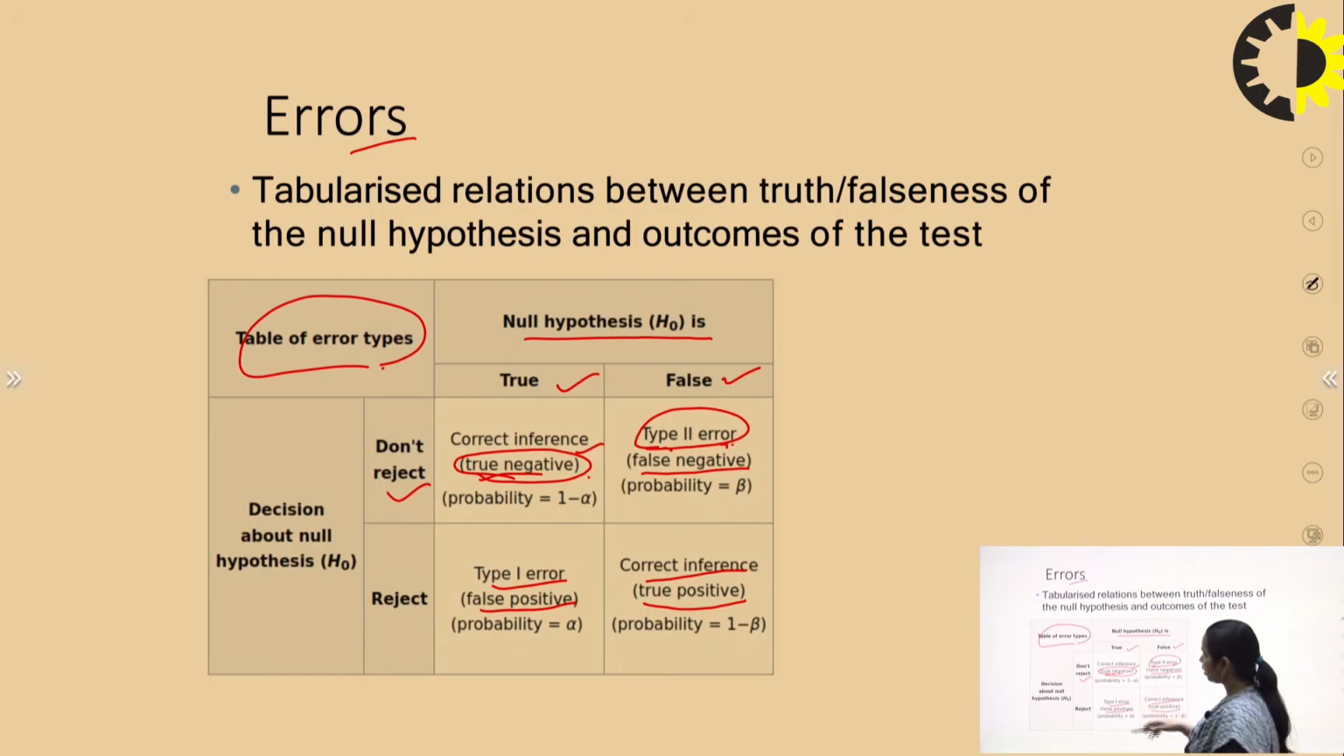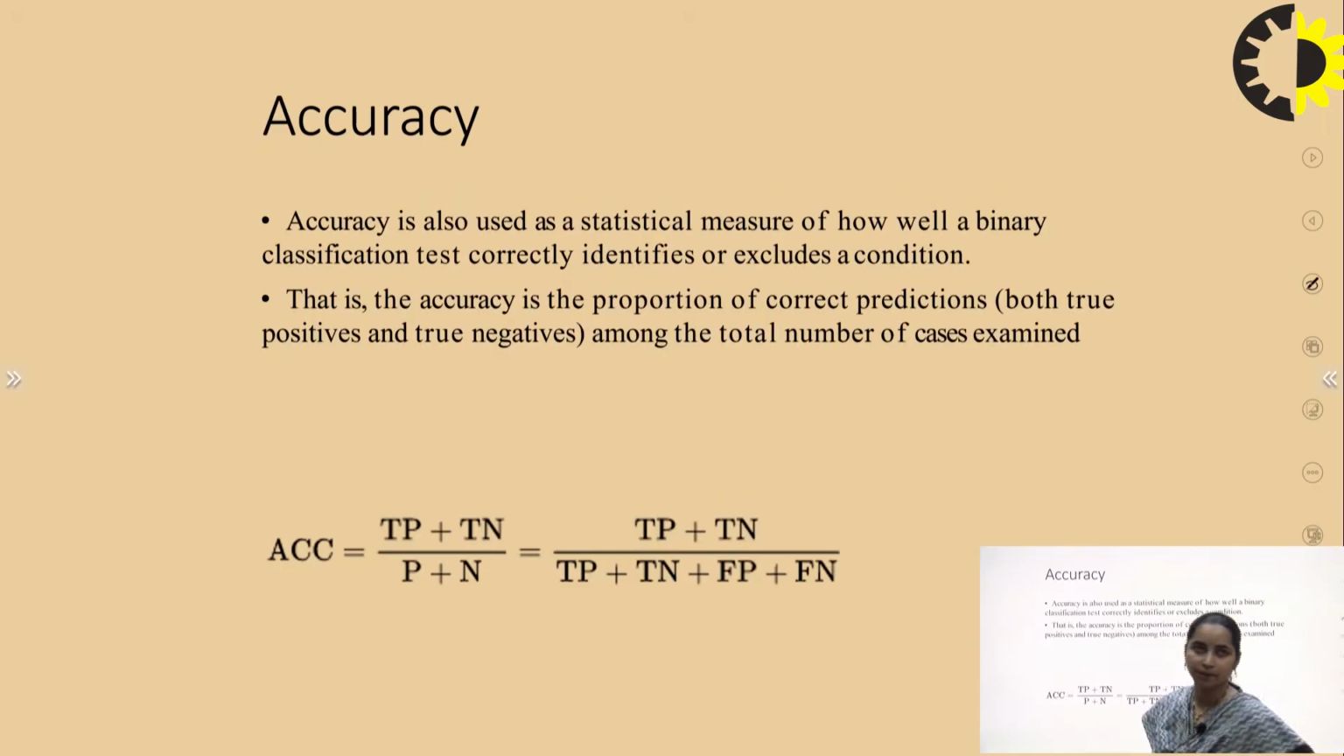So, this is how we tabulate the relations between the truth values and the false values and the null hypothesis, and the outcome is like that. So, this is how we are calculating the errors, right? And how do we calculate the accuracy? When the error has been calculated, the next task is how to calculate the accuracy.